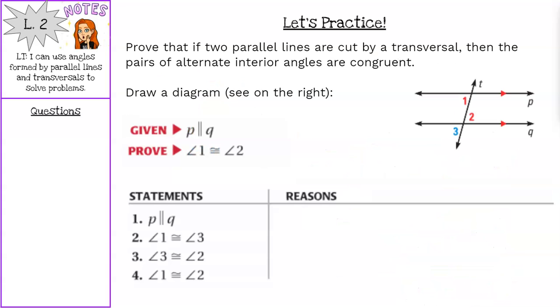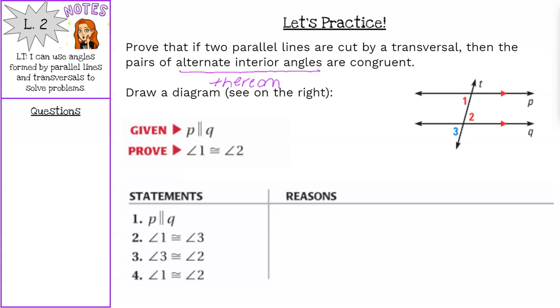All right, and let's do a proof. Like I said, we are going to always come back to our proofs. So we're going to prove that if two parallel lines are cut by a transversal, then the pairs of alternate interior angles are congruent. We're going to prove the alternate interior angles theorem, which means we will not use the alternate interior angles theorem in our proof. This theorem has been proven, which is why we can use it, and we're going to do the proof, which shows us why this is always true, why we can use that theorem.